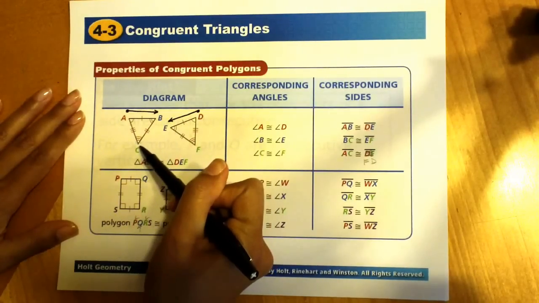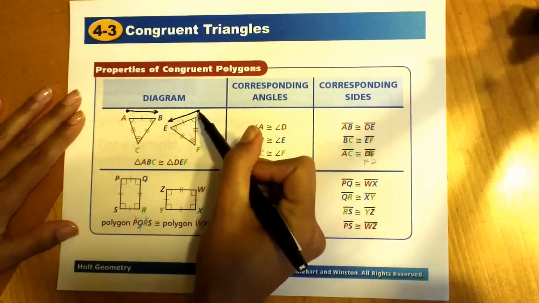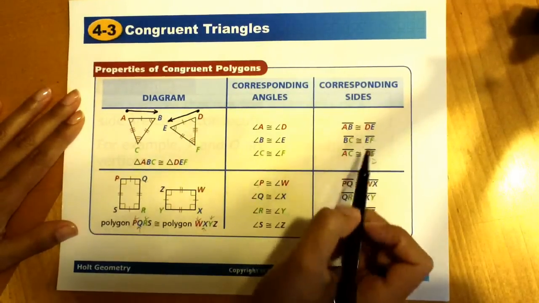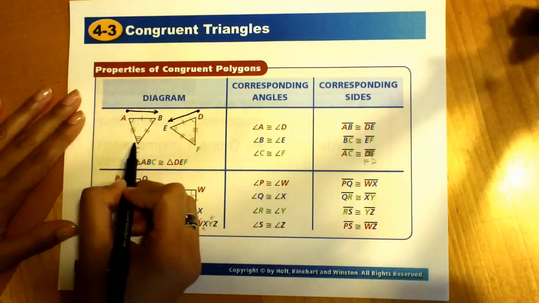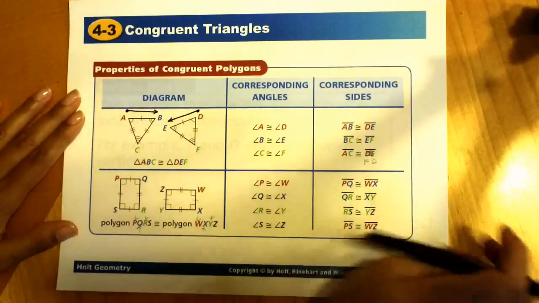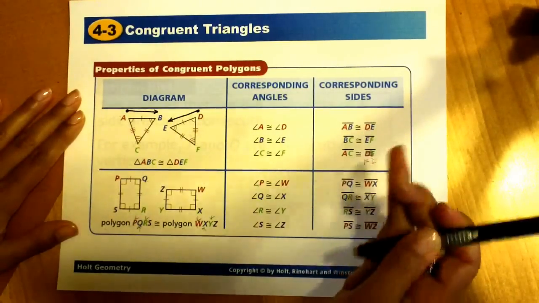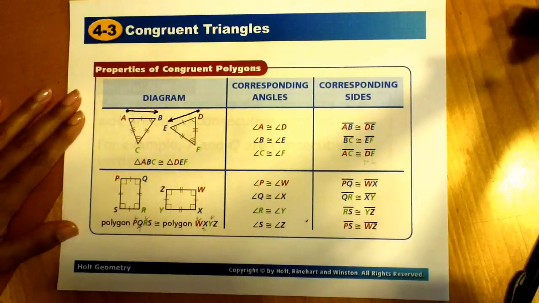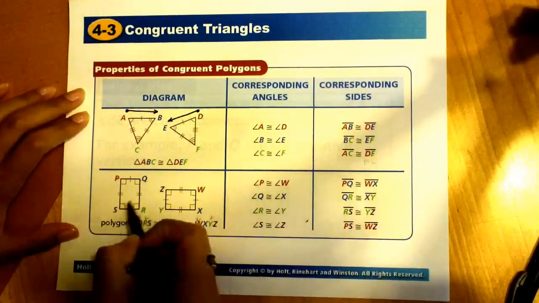BC is congruent to EF, and then I have AC which is congruent to DF.